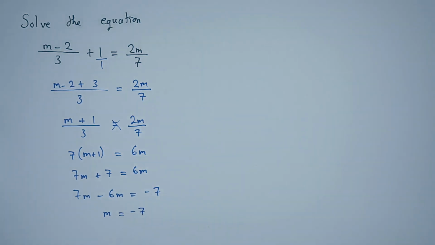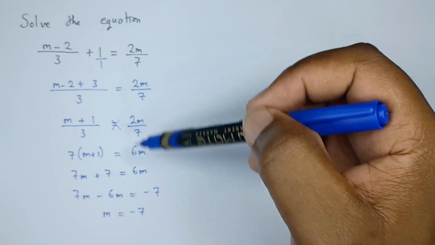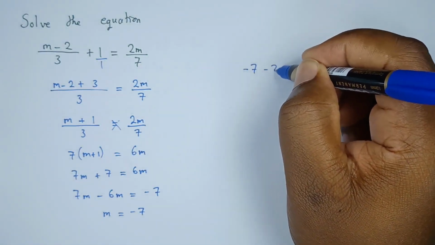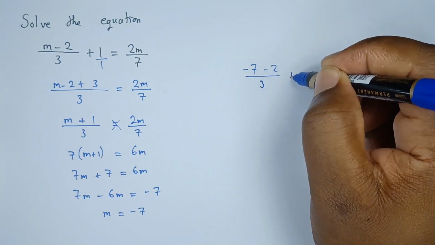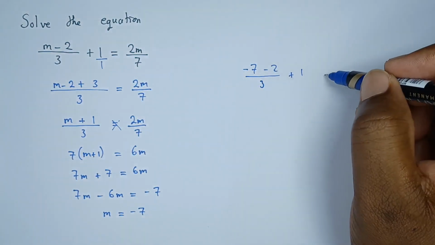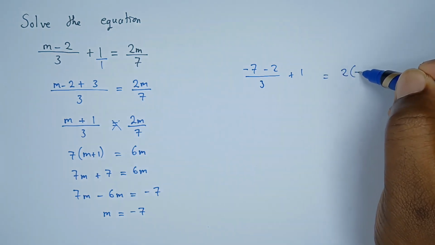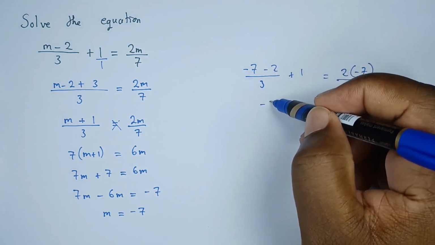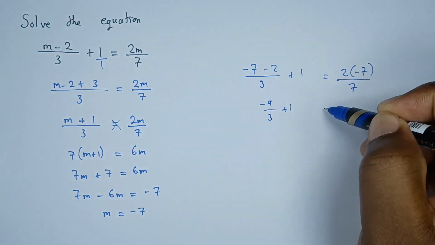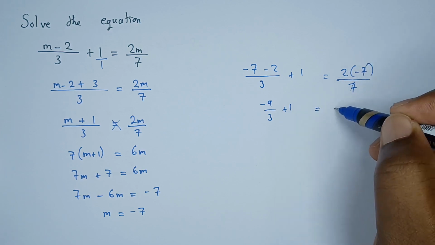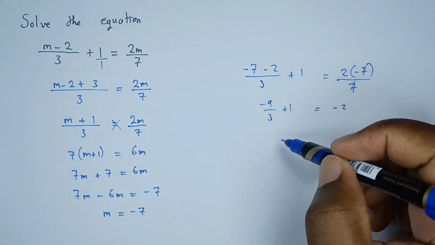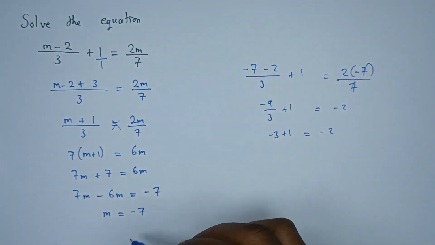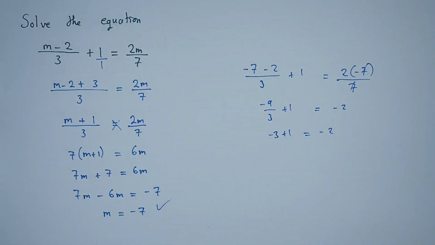We can even try to prove it by simply replacing m with negative 7. So let's see. We'll have negative 7 minus 2 over 3 plus 1. Let's prove that this is equal to 2 times negative 7 over 7. So this will give us negative 9 over 3 plus 1. This side is negative 2. So this will be negative 3 plus 1, which is the same as negative 2. So this makes our answer correct.